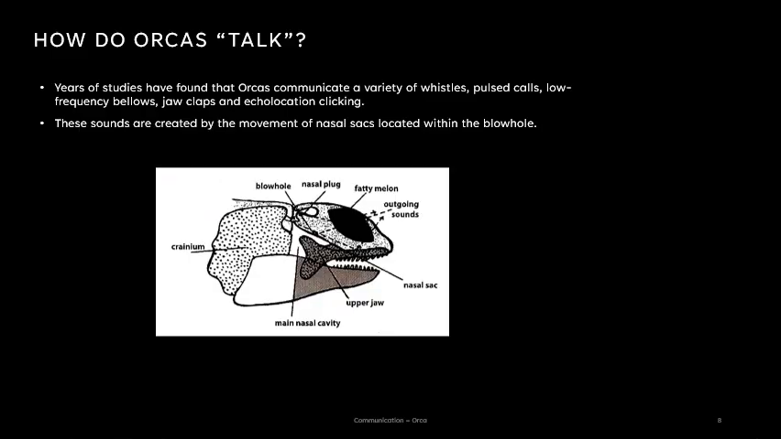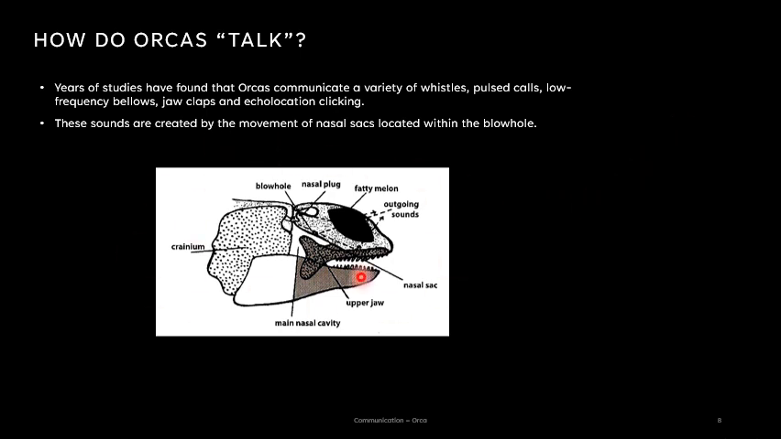Moving on, how do orcas talk? They use a nasal sac located within their blowhole to make different sounds. These sounds consist of whistles, clicks, pops, and a variety of other sounds. We will talk about this in the upcoming slides.